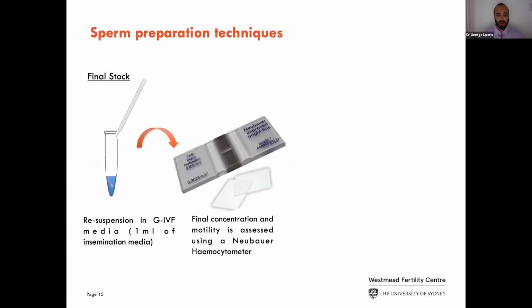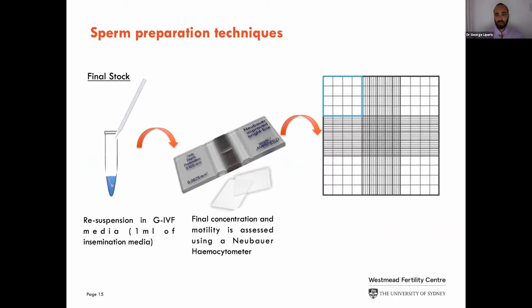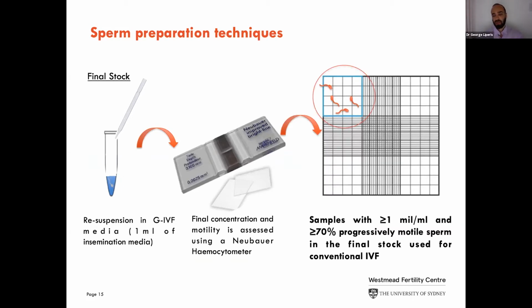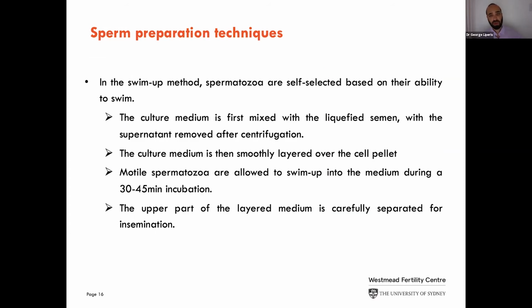From the final stock, the concentration of the sperm is assessed, as well as the motility, and usually samples, and that's our practice. Of course, every clinic has different practices. We consider that samples with more than 1 million per ml of progressively motile sperm, which is more than 70% of the sperm population, can be used for conventional IVF, and the rest of the samples can be used for ICSI. Of course, the swim-up method is a process of self-selection based on the ability of sperm to swim.